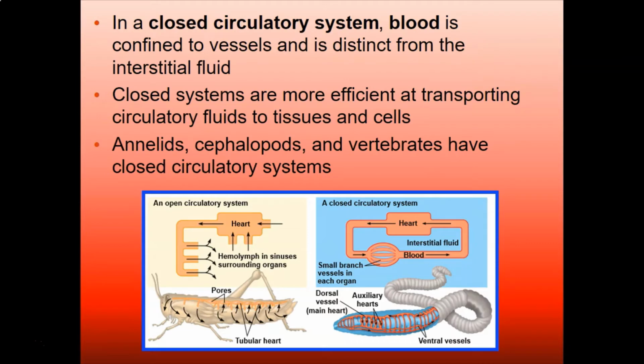So in a closed circulatory system, like you can see in the worm here, blood is confined to vessels and is distinct from the interstitial fluid. And we're definitely more efficient at transporting circulatory fluids to tissues and cells. Annelids, like we said, are those segmented worms, and cephalopods, like octopus or squid, and vertebrates, which are animals with backbones, have closed circulatory systems.